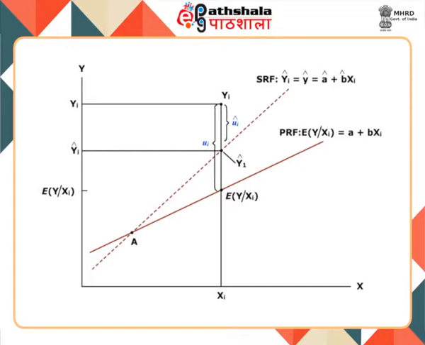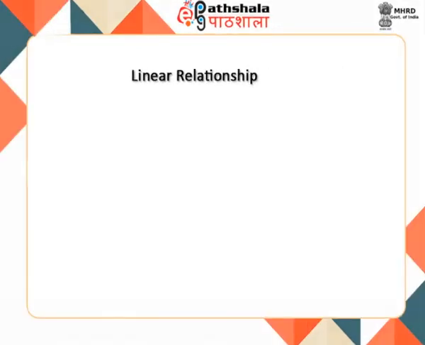This translates into a and b becoming a linear function of its dependent variables. Let us discuss different types of relationships between two variables.